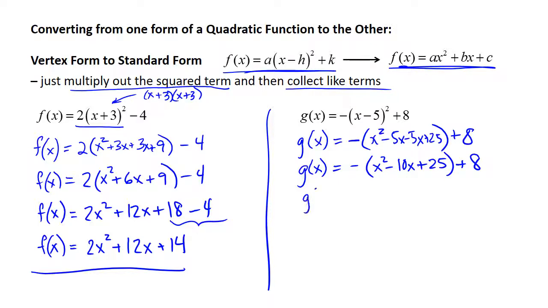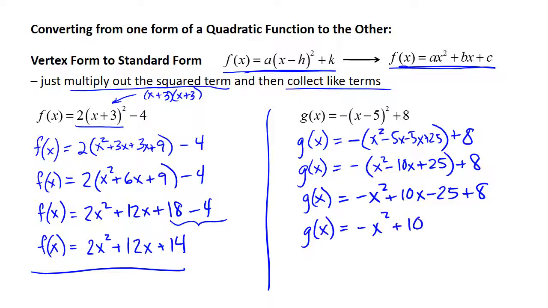Distribute the negative, minus x squared plus 10x minus 25 plus 8, and then collect like terms. The like terms that are left are the constant terms at the end. So that would be minus 17. So g of x is equal to negative x squared plus 10x minus 17. Again, this equation and this equation represent the same function. It's just an alternative format for it.